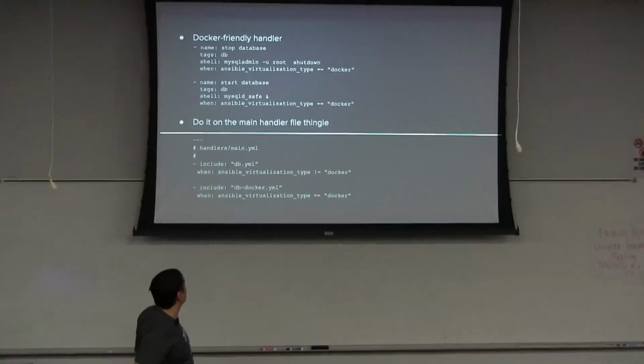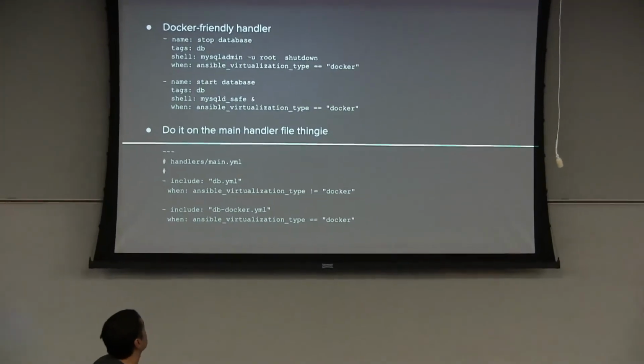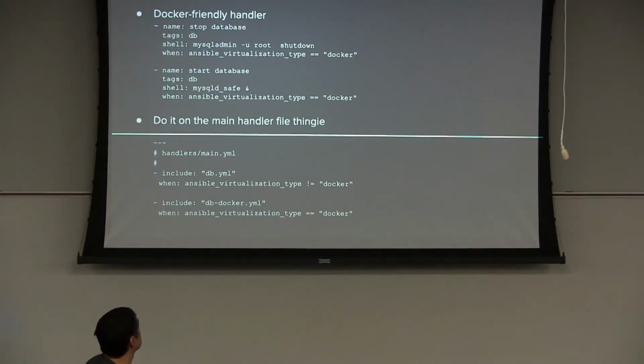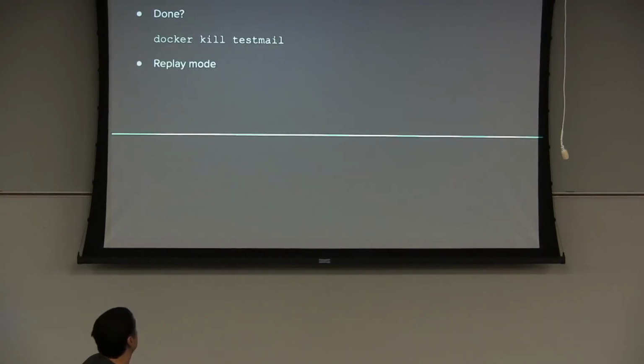Which one to use depends on how many you have to do at the same time. You know, let's go number one, or number two. And once you're done, you can just say docker kill test mail, it's gone. And if you have to start, you just go back again to the beginning and start again.